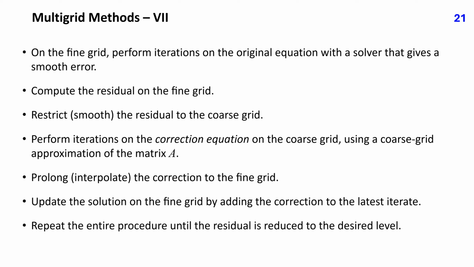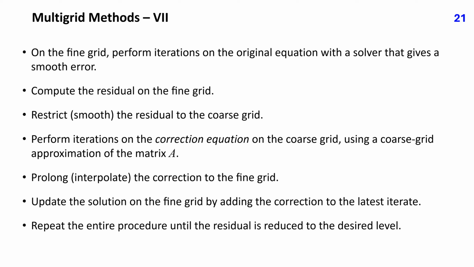Perform some iterations on the correction equation on the coarse grid using a coarse grid approximation of the matrix A. Then prolong or interpolate the correction to the fine grid. Update the solution on the fine grid by adding the correction to the latest iterate. And repeat the entire procedure until the residual is reduced to the desired level.